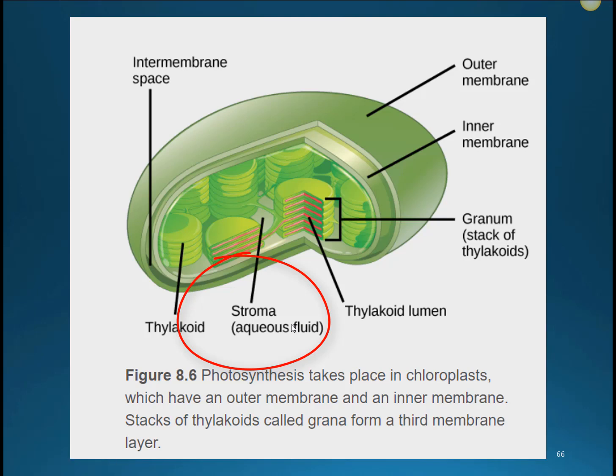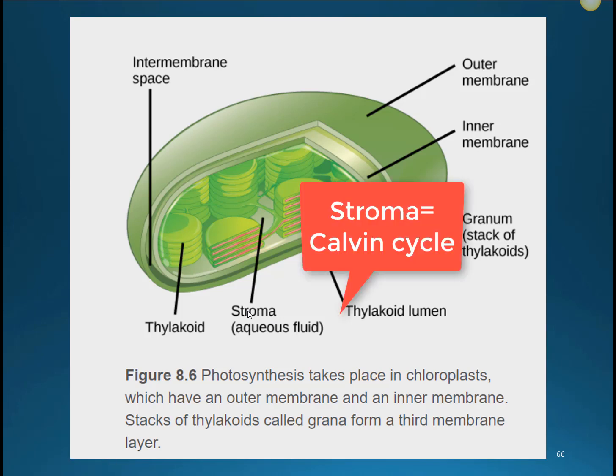And this is going to be very important because these structures, especially the thylakoid membrane, which is the membrane of the disc-like pancake structure you see in here, are involved in the light reactions, whereas the stroma is involved in the Calvin cycle. The stroma has the enzymes that make the Calvin cycle work.